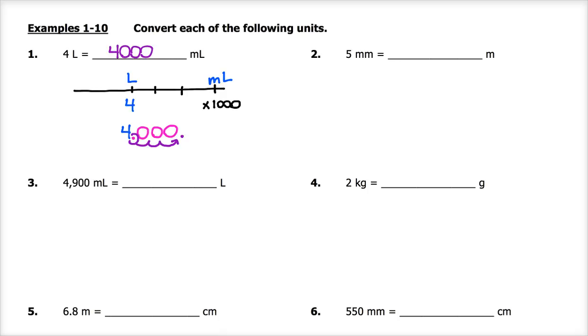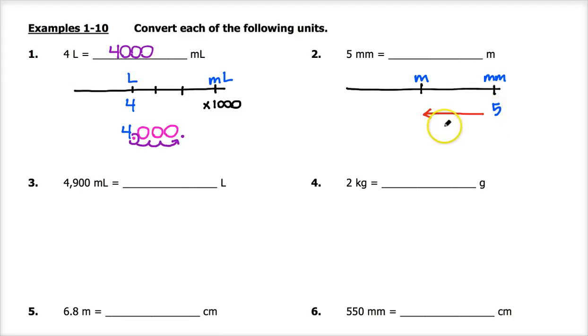Okay, number 2, we have 5 millimeters, and we're converting that to meters. Meters is our base unit for length, so it goes here in the middle. Millimeters are smaller than meters, and just like milliliters were 1/1000th of a liter, millimeters are 1/1000th of a meter. If we have 5 millimeters, and if we're going to a larger unit, the meter, then we need to take this number 5 and we need to divide. Okay, and we're dividing by 1,000.